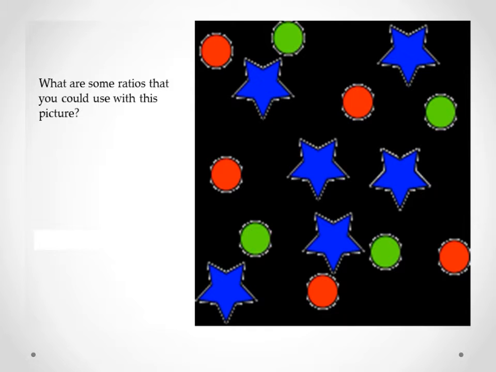What are some ratios that you could use with this picture? 5 red circles to 6 stars. 4 green to 5 red circles. Or you could say that there are 6 stars to 15 total shapes.